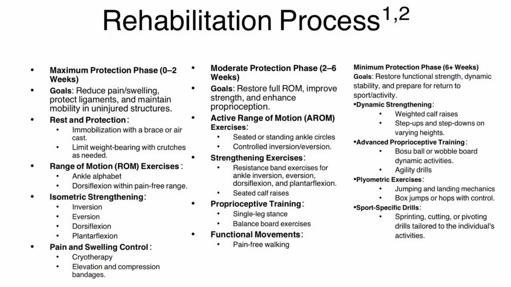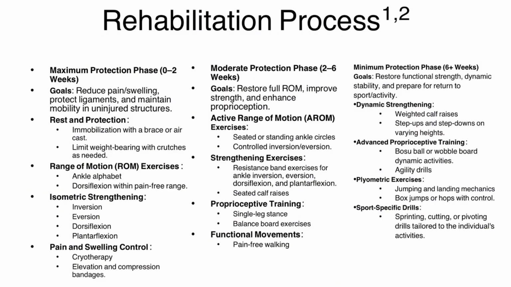All right, and then in the moderate protection phase, the goals here are to restore full range of motion, improve strength, and enhance proprioception. So we can do some active range of motion exercises like seated or standing ankle circles and controlled inversion and eversion. Strengthening exercises with resistance bands, proprioceptive training, so we can do single leg stands or balance board exercises, and functional movements like pain-free walking.